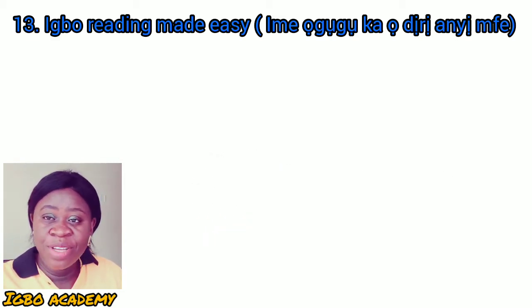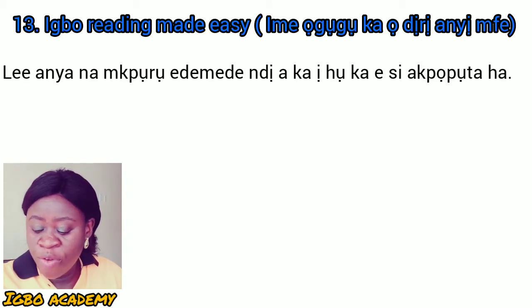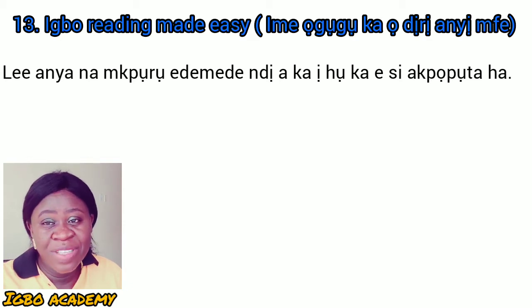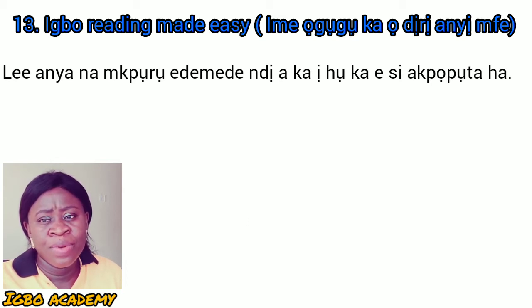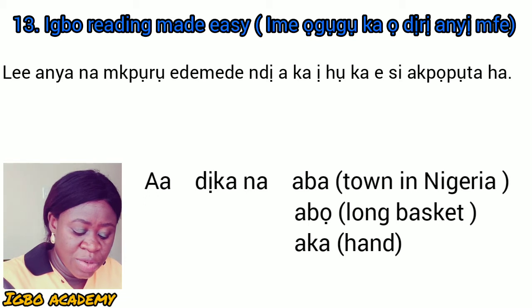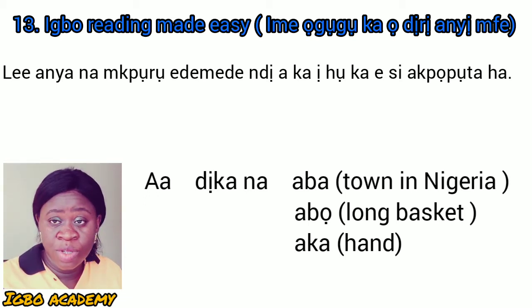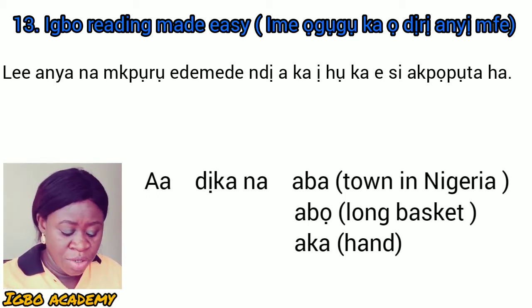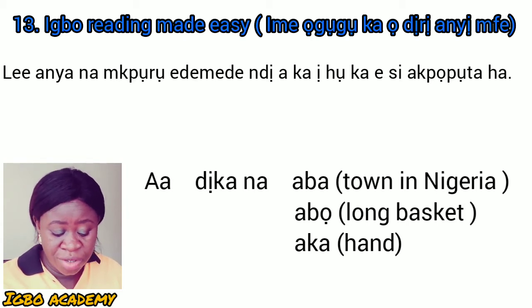Today we are going to do part 2 of ọgụgụ called dịrị, anyị. That's Igbo reading, to make Igbo reading very easy for us. When we learn how to call some words in Igbo, how to pronounce some words, how to spell some simple words, it makes it easier for us to know the language. So today, just as we did in our last episode, in part 1 of ọgụgụ called dịrị, anyị, we are going to do another version of it.